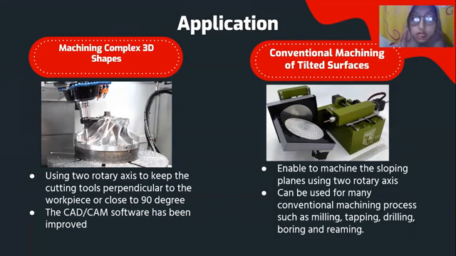The second is conventional machining of tilted surfaces. The 5-axis machines are not always used for 3D work. Their two rotational axes enable them to machine sloping planes, a frequent requirement that the 3-axis machine cannot meet. They can be used for many conventional tasks such as milling, boring, reaming, tapping, and drilling, where the task axis is not normal to the machine table.